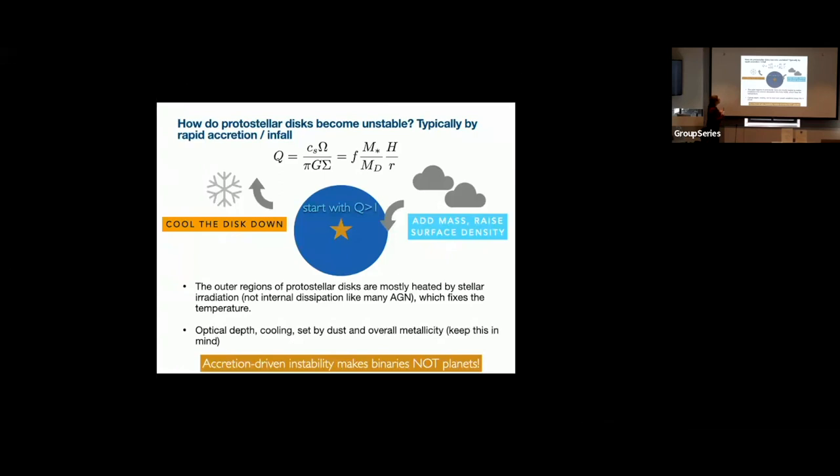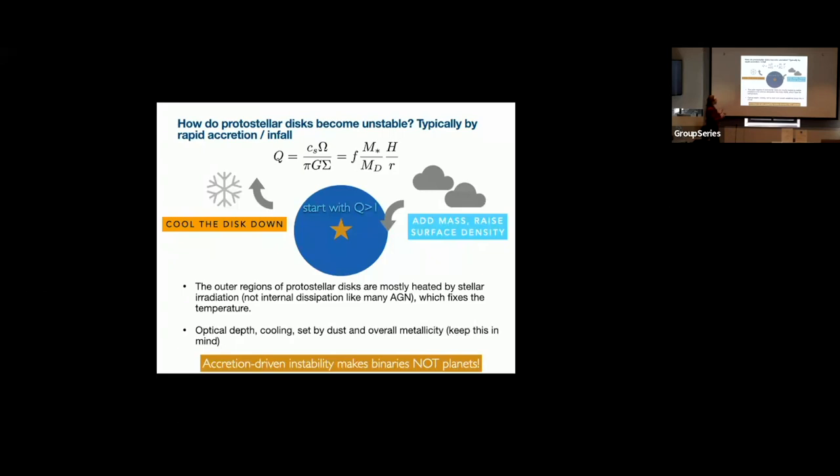The simplest way that people often think about this, especially coming from the AGN community, is that you can cool the disk down. So you can start with some thermal pressure, some sound speed at some radius and some surface density, and you can just crank the temperature down. And if you crank the temperature down, this number is going to drop. The disk will become thinner, H over R will decrease, and you will approach the instability. The only other knob that you have really is to add mass and raise the surface density. That would be changing sigma, or in this version of the fraction, changing the disk mass.